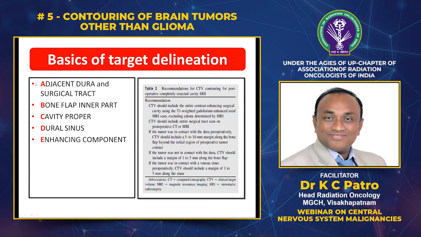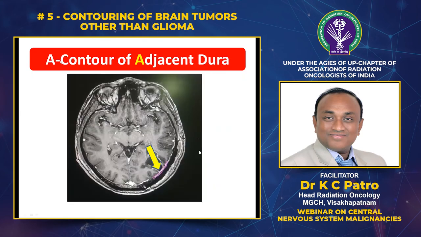So you can remember A, B, C, D, E. These are the five things we have to include. A is the adjacent dura, B is the bone flap, C for cavity proper, D for dural sinus, E for enhancing component. So for all these things include 1 to 1.5 centimeter in your margin. Suppose A for adjacent dura, suppose this is your cavity here, and you have to include 1 centimeter along this adjacent dura.